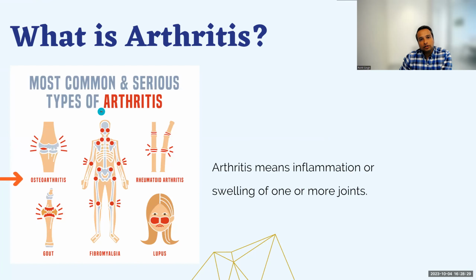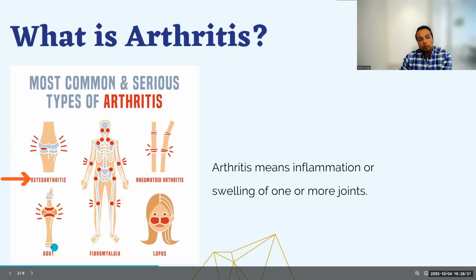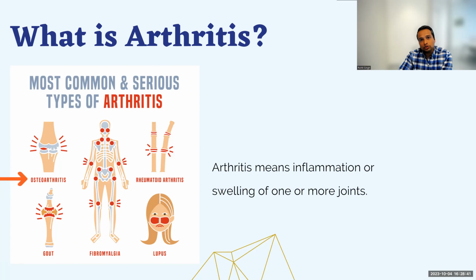Now let's talk about different types of arthritis. So the most common one is osteoarthritis, which I'll be covering in this video. The other version is called gout, which happens when you have uric acid crystals being deposited into your joints. I'll talk about this in another video, but in this video, as I said, I'll be talking mostly about osteoarthritis.